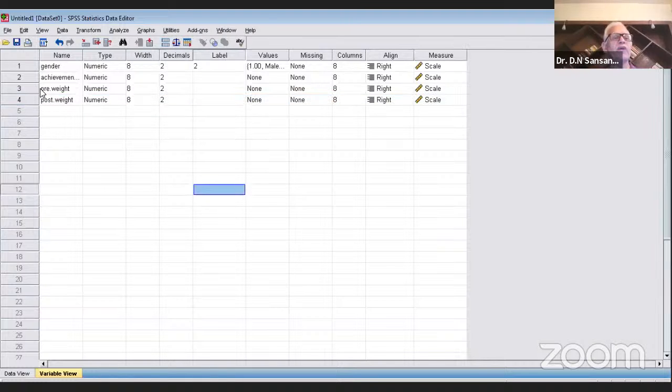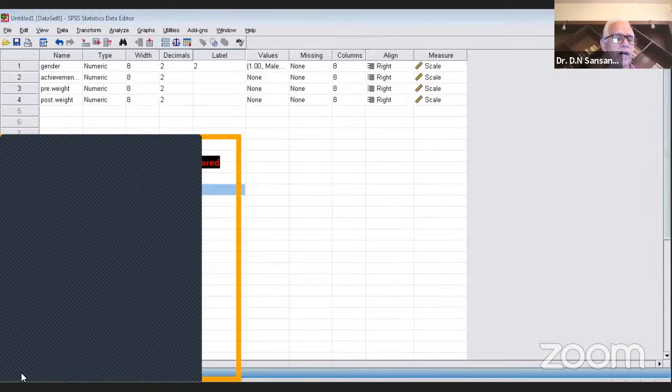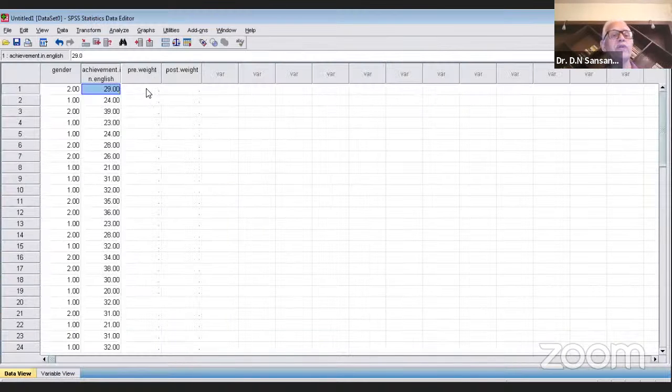So therefore, I have the pre-weight and I have the post-weight, because according to the objective, I have the weight of one particular group before the exercise and the weight of the same group after the exercise. So I should define my variable. Then I go to my data view. Now you can see pre-weight and post-weight.